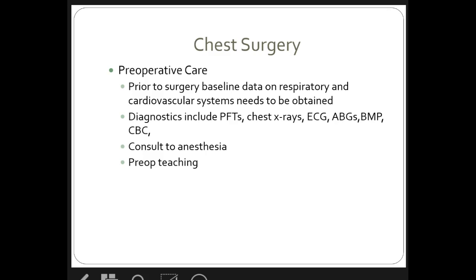Anesthesia will be consulted. For their pre-op teaching, of course, they will need to know about the use of the incentive spirometer, to expect that they may come back with chest tubes, and that they could possibly be on a ventilator short term after surgery.